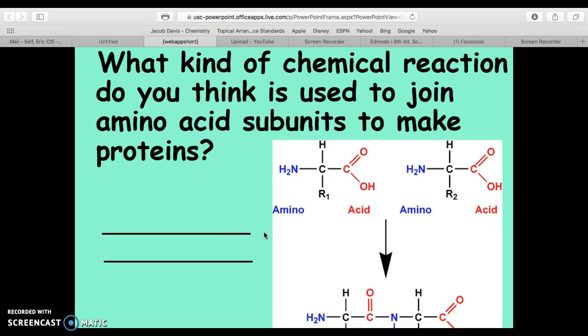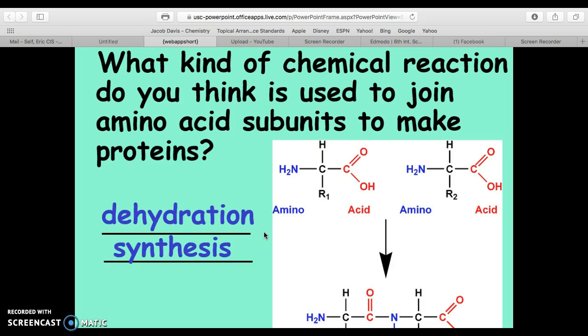And what kind of chemical reaction do you think is used to join amino acids together? Well, that would be the dehydration synthesis. We've talked about that. And essentially, we're removing water, wringing the water out so that we can attach all of these without water being in the way. And when we do that, we get these long chains then of subunits that make proteins.